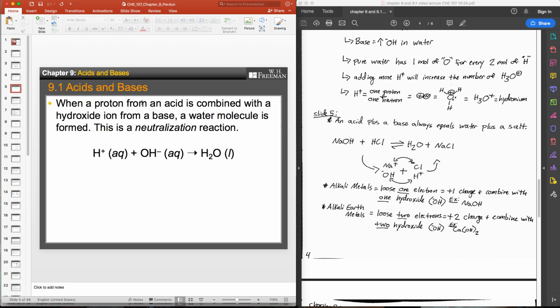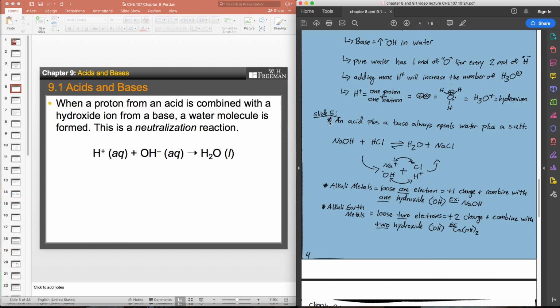So when a proton from an acid is combined with a hydroxide ion from a base, a water molecule is formed, and that's what we call a neutralization reaction. So if we have an acid and then we add a whole bunch of base, think about the Arrhenius definition. We have a whole bunch of hydrogen ions, and then we add a whole bunch of hydroxide ions. Well, we've got the makings for water, and both of them are opposite charges of one another, and so they're obviously going to jump together to form this water.